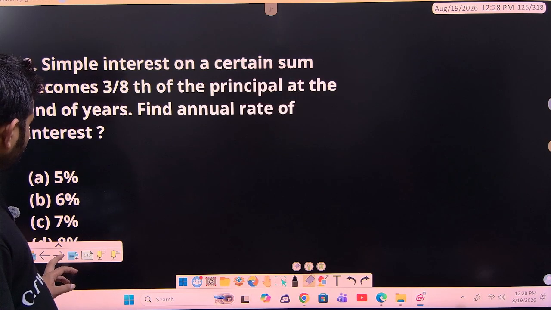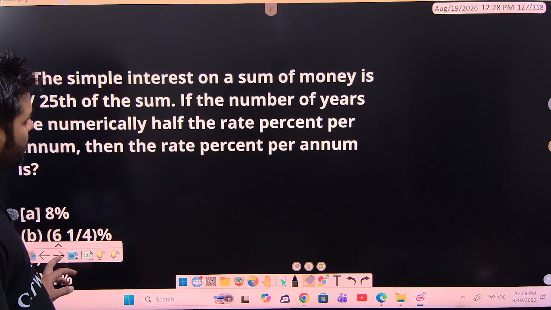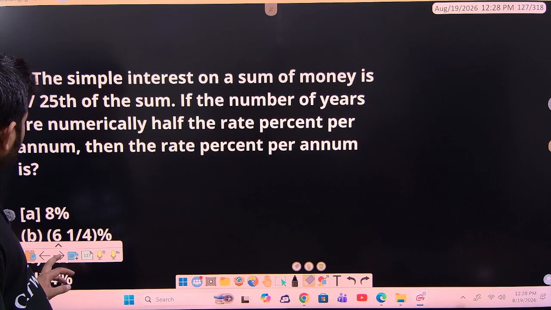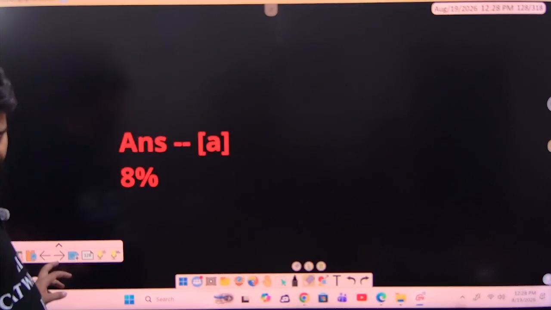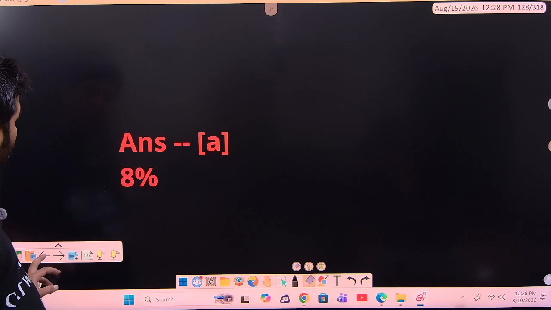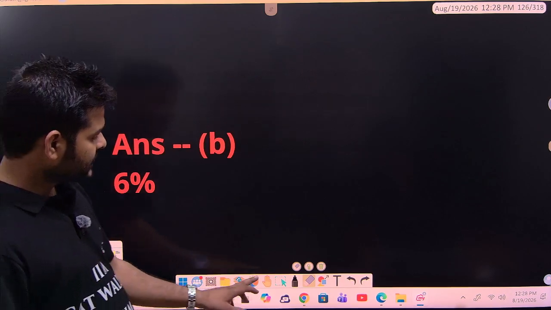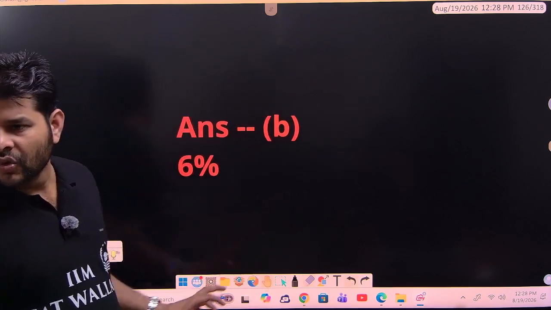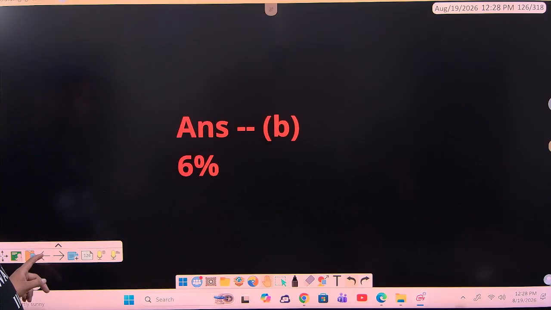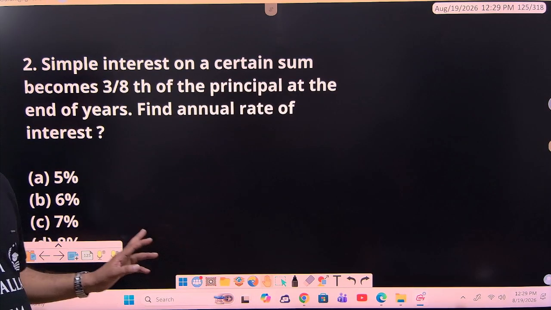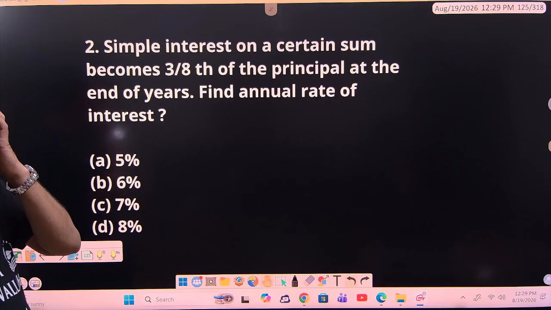So the rest of the questions of type 5 you yourself will do. Eighth of this type 5. Okay, you are getting stuck in question 2. Did you get the answer of question 2?